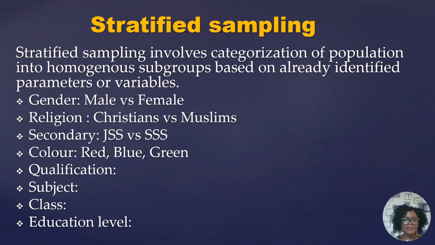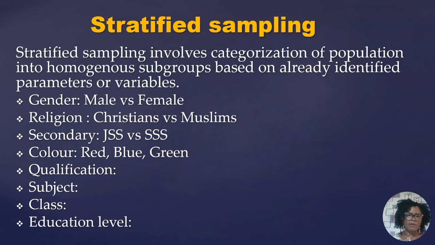Stratified sampling technique is another probability sampling method we want to look at. Stratified sampling involves categorization of populations into homogeneous subgroups based on already identified parameters or variables. So when you want to stratify a sample, you will not stratify based on the existing. It is you that will look at the population and see the characteristics that are there, and based on the characteristics, stratify them. Maybe you are studying teachers.